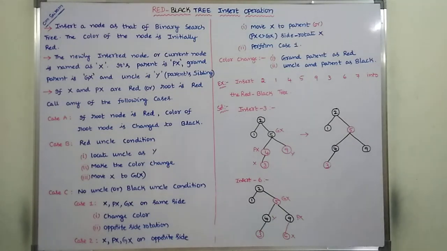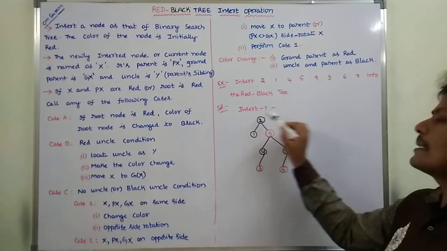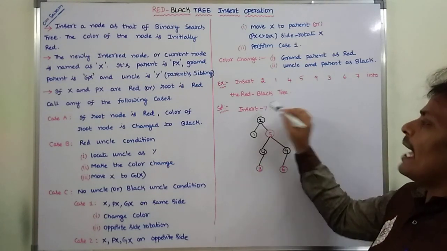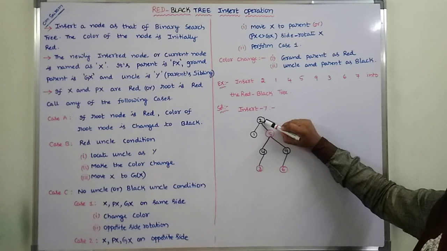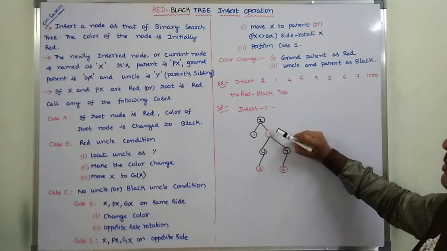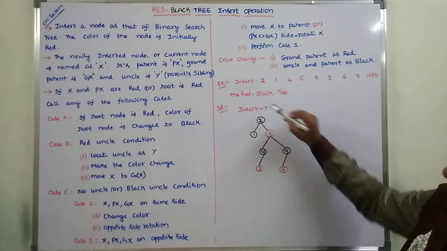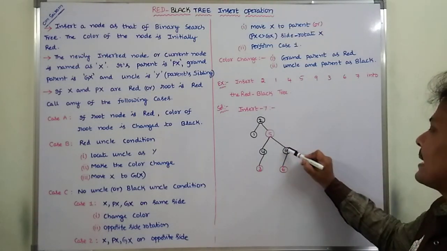Next, go for node 7. Insert 7. Before inserting 7, this is the red black tree we are getting. Now, where are we inserting node 7? Node 7 is compared with 2. It is greater than 2, go to the right subtree. Here 5 is there. 5 is compared with 7. So 7 is greater than 5. Go to the right subtree.